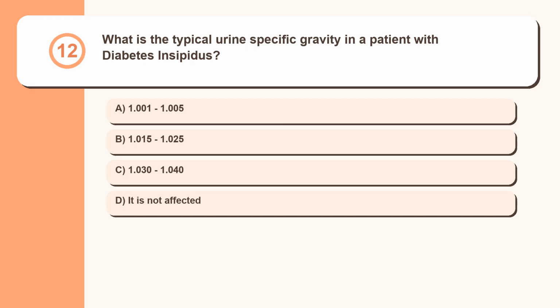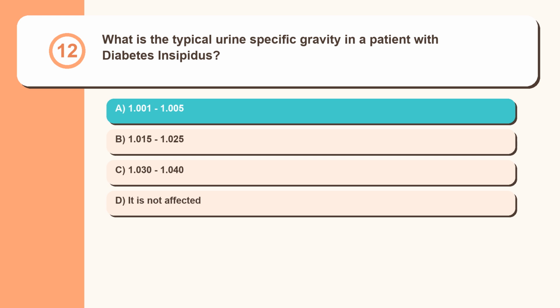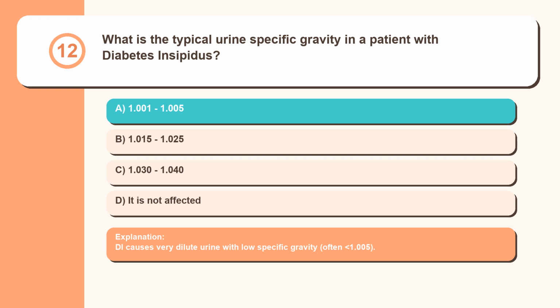Question 12. What is the typical urine specific gravity in a patient with diabetes insipidus? 1.001 to 1.005, 1.015 to 1.025, 1.030 to 1.040, it is not affected. DI causes very dilute urine with low specific gravity, often 1.005.